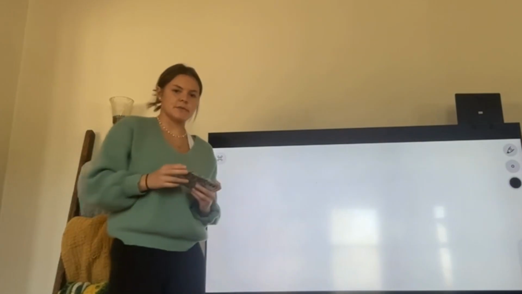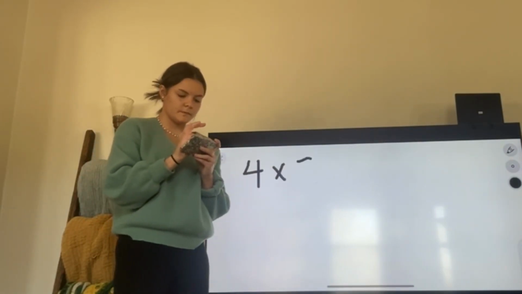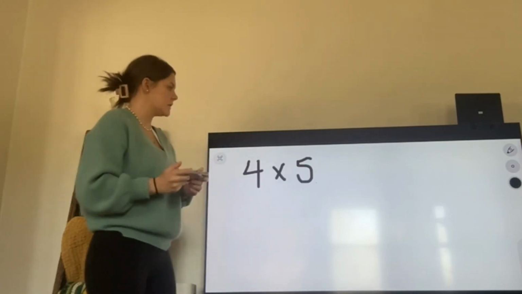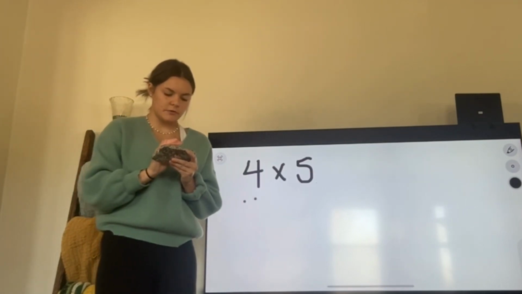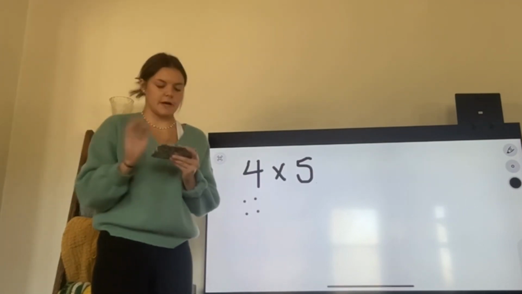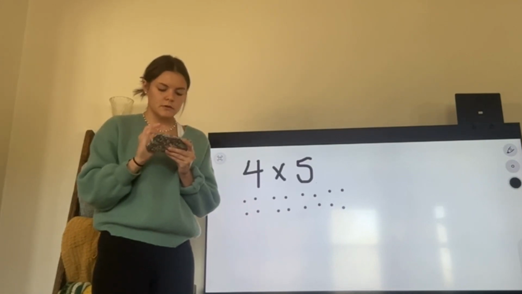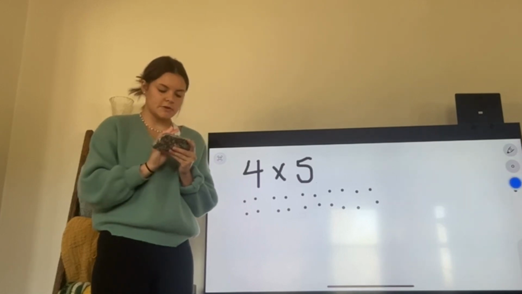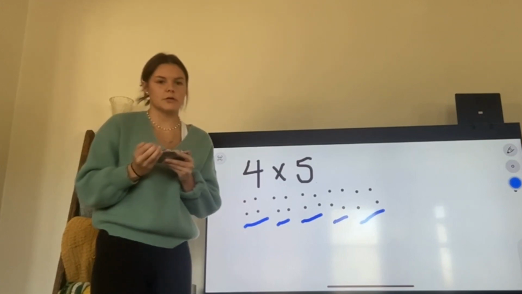Just to get some practice, we're going to do this problem. I know that one of the most common strategies we use to solve these kind of problems is putting them into groups. So we're going to do 4 dots, and we're going to do that 5 times. As you can see, we have 1, 2, 3, 4, and 5. We have 5 groups of 4 dots.